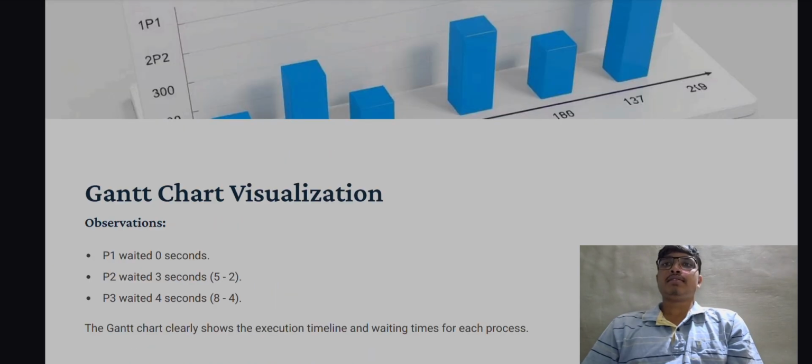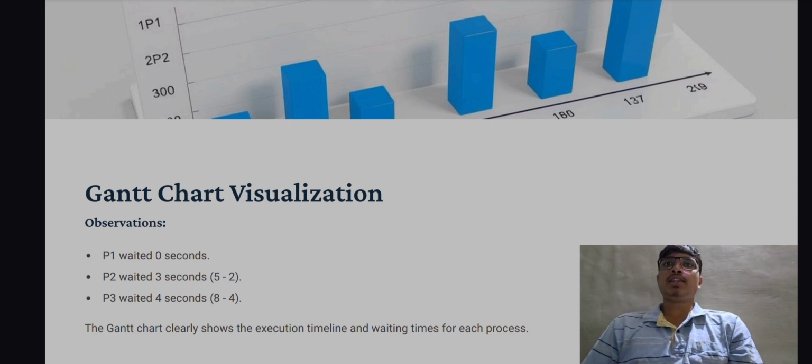Slide 6. Gantt chart. It means observation. P1 waited 0 seconds. It arrived first and the CPU was free. And next, P2 waited 3 seconds. P2 arrived at time 2, but P1 was running until time 5. So waiting time is equal to 5 minus 2 is equal to 3.